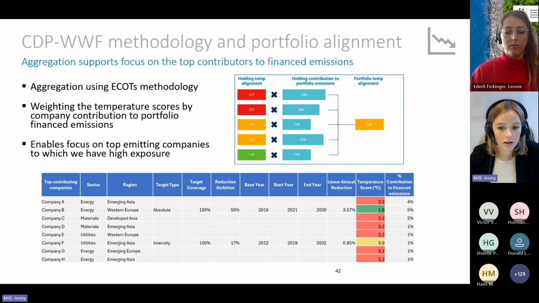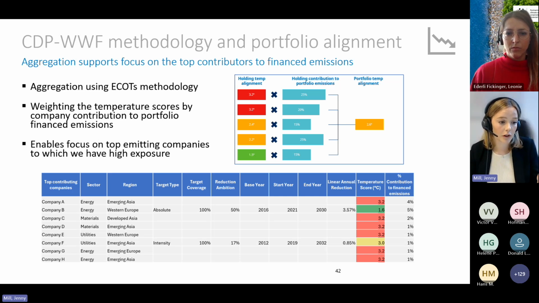So I mentioned earlier that financed emissions plays an important role, so I'll just explain why that's important. When we're assessing portfolio alignment, the company temperature scores are weighted to aggregate at the fund level by their contribution to financed emissions. Donald mentioned that there are a few options for this. We chose financed emissions because of the close association that we have of our portfolios to ultimately reaching our net zero goal.